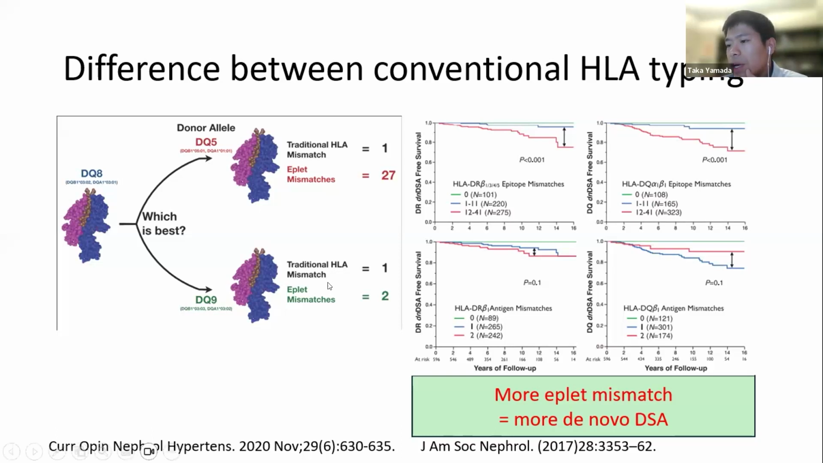For example, if the donor has DQ5 and the recipient has DQ8 and DQ9, we call it just an HLA mismatch of 1. But DQ8 and DQ9 share some homology. So the Eplet mismatch is totally different between DQ5 and DQ9.